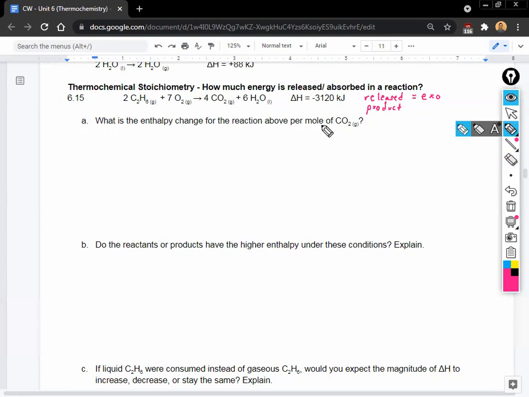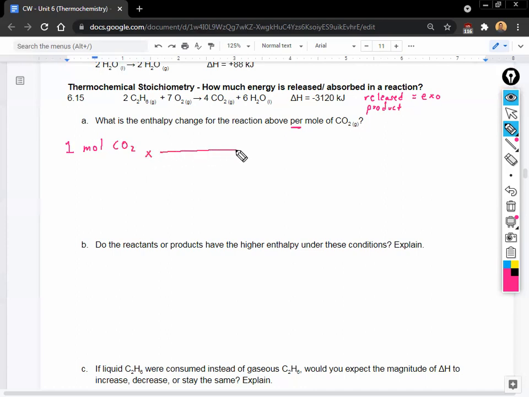Okay, so here we are going to do a little bit of stoich. And so what is the enthalpy change for the reaction above per mole of CO2? Okay, so if you guys ever hear the word per or see the word per, what number does that equal to? Yeah, 1. Per always means 1. So our starting number is going to be 1 mole of CO2. Okay.